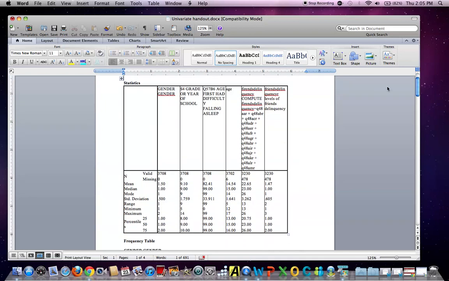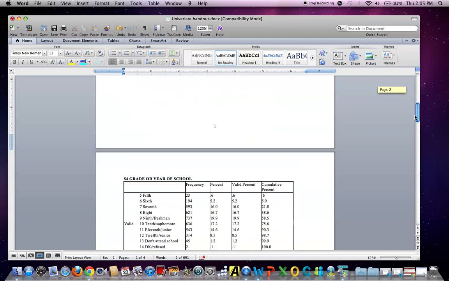The first thing you'll get when you do SPSS frequency or univariate analysis is this first table that's labeled statistics. In this table, what I've asked for is mean, median, mode, standard deviation, range, your minimum and maximum numbers in the range, and then your percentiles, which we won't talk about this semester.